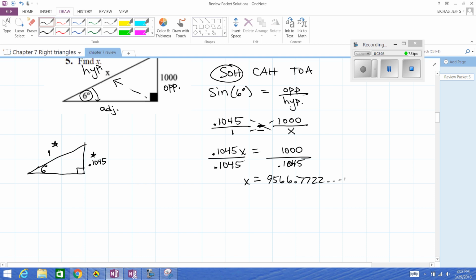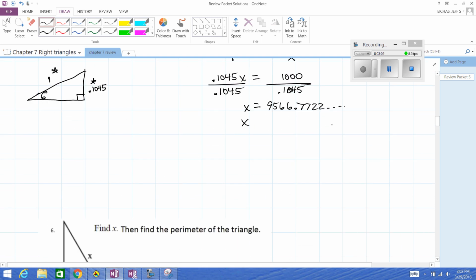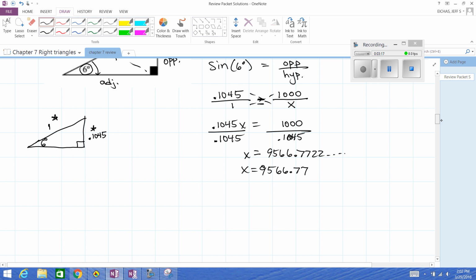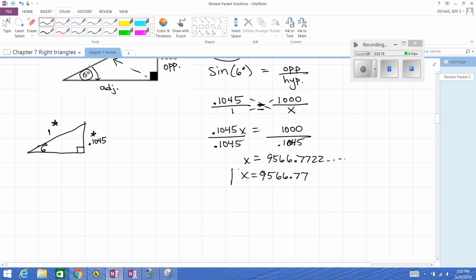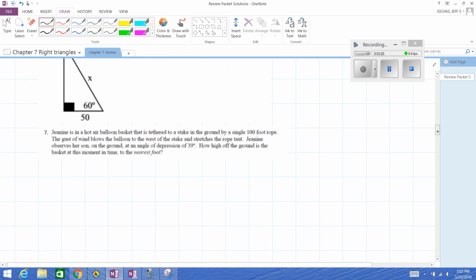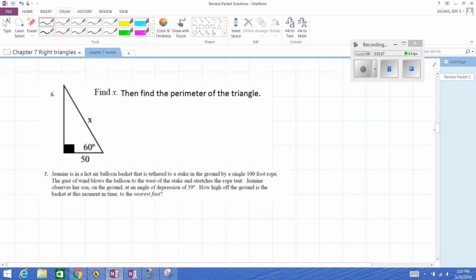9566.7722. I think if they don't say, it doesn't look like they're saying, so let's just round to 2 places. And is it feet? No, it doesn't say. Hang on 1 second. Yeah, that looks good. All right. Okay, next one, perimeter of the triangle.